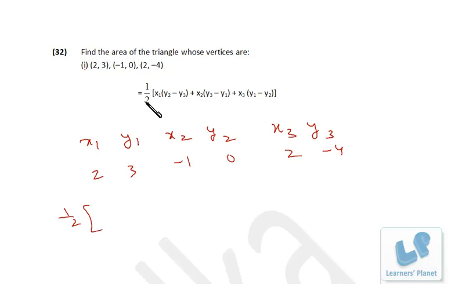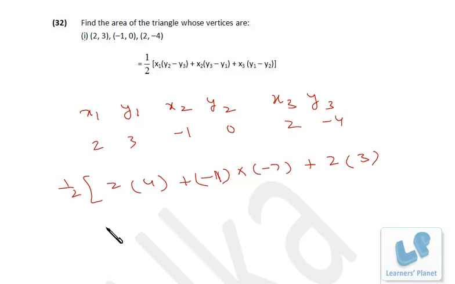Now I put up the value x1, that is 2, y2 minus y3. So it's 0 minus minus 4. So 0 plus 4. So that's 4, right? Then plus x2. x2 is minus 1 into y3 minus y1. So minus 4 minus 3. So that's minus 7. Plus x3, that is 2, y1 minus y2. So 3 minus 0.